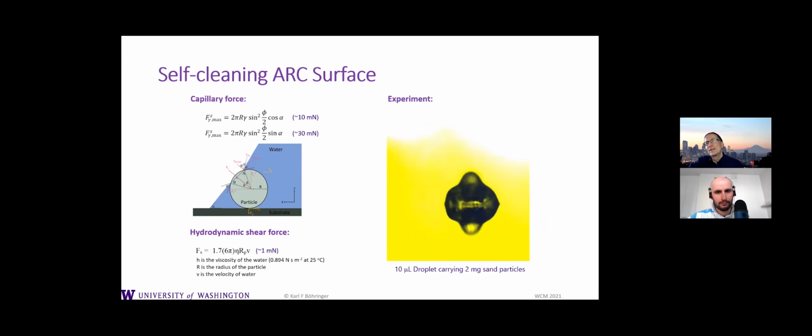And in this particular case, we have a drop that's actually suspending small sand particles and is still moving from left to right, even with a pretty hefty load of sand, here with 2 milligrams in about a 10 microliter or 10 milligram droplet of water.